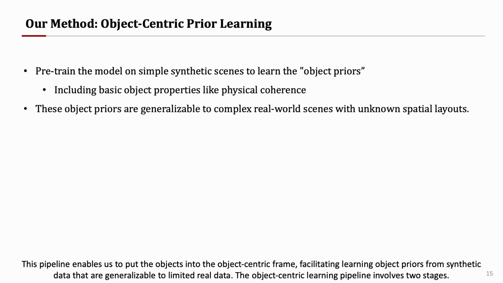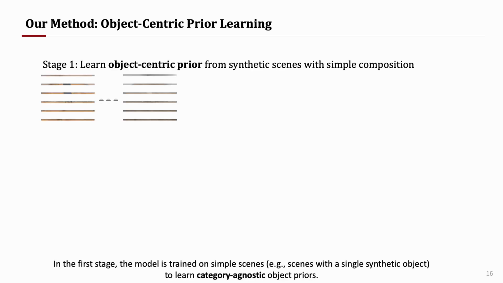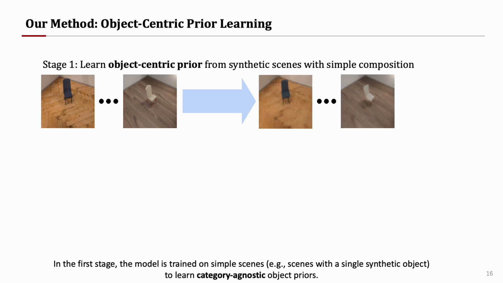This pipeline enables us to put the objects into the object-centric frame, facilitating learning object priors from synthetic data that are generalizable to limited real data. The object-centric learning pipeline involves three stages. In the first stage, the model is trained on single object scenes.